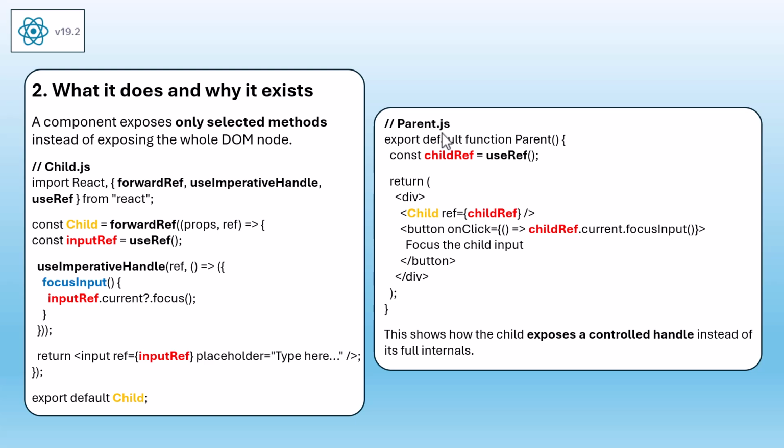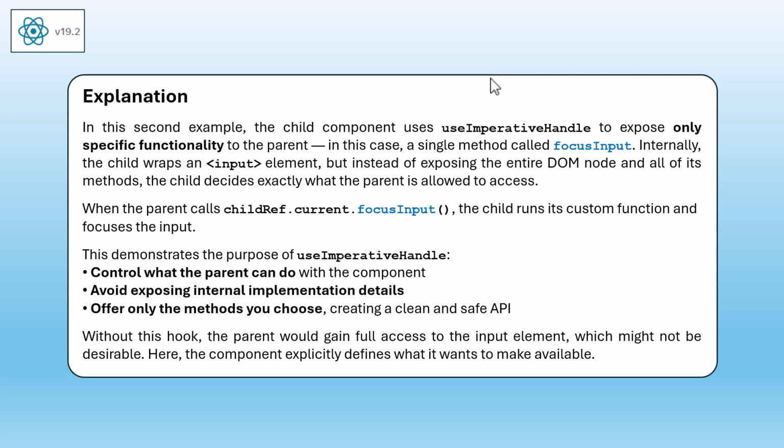to build complex workarounds. In this second example, the child component uses useImperativeHandle to expose only specific functionality to the parent, in this case, a single method called focusInput. Internally, the child wraps an input element, but instead of exposing the entire DOM node and all of its methods, the child decides exactly what the parent is allowed to access. When the parent calls childRef.current.focusInput, the child runs its custom function and focuses the input.